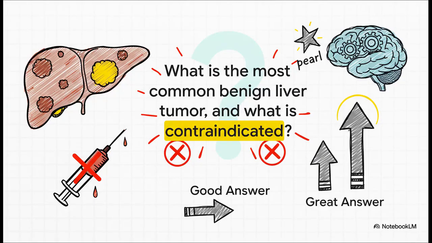And finally, let's end with a classic exam question. What is the most common benign liver tumor, and what diagnostic procedure is an absolute no-go because of the risk of life-threatening hemorrhage? The answer is a cavernous hemangioma, and you should never, ever biopsy it. Knowing that difference is just fundamental. It's one of those pearls that really separates a good answer from a great one.